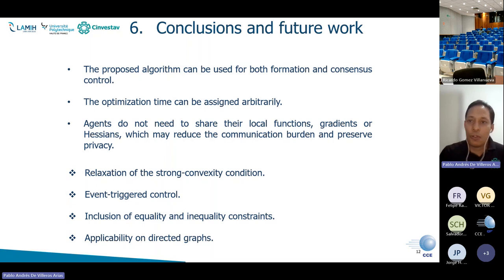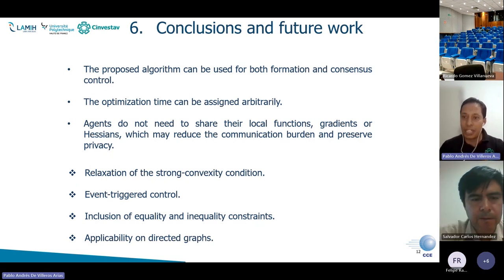Okay, so conclusions and future work. Our proposed algorithm can be used for both formation and consensus control. The optimization time can be assigned arbitrarily. And this third conclusion is very important: agents do not need to share the local functions or gradients or Hessians. So it is indeed a distributed scheme, and this will contribute to the reduction of the communication burden and preserve privacy.